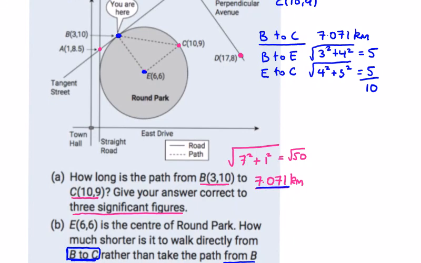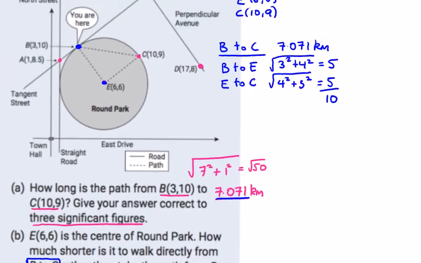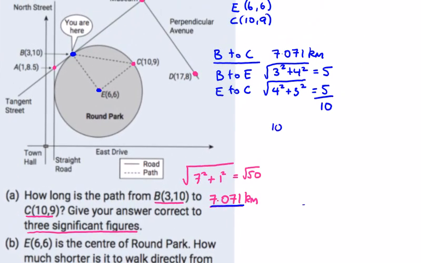So the question asks, how much shorter is it to walk directly? So 10 minus 7.071 is equal to 2.929. That will be 2.929 kilometers shorter.